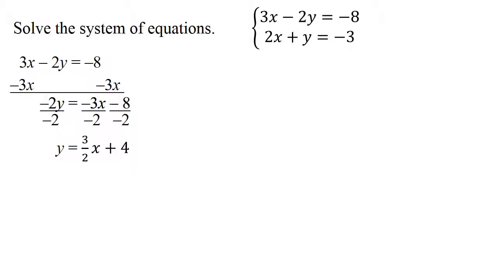And then I'm going to do pretty much the same thing with the second equation. So I'm going to take the 2x plus y equals -3, subtract the 2x from both sides, and there it is. It's already in that format. And now I'm ready to just start doing some graphing.